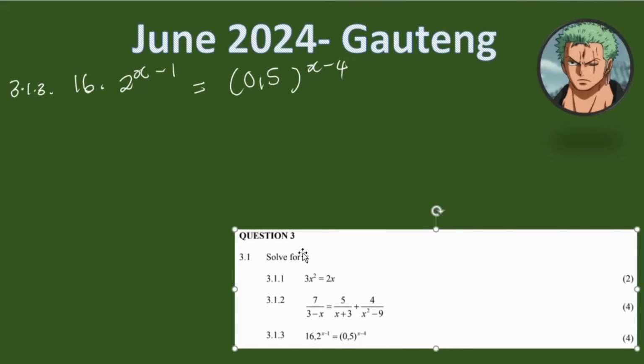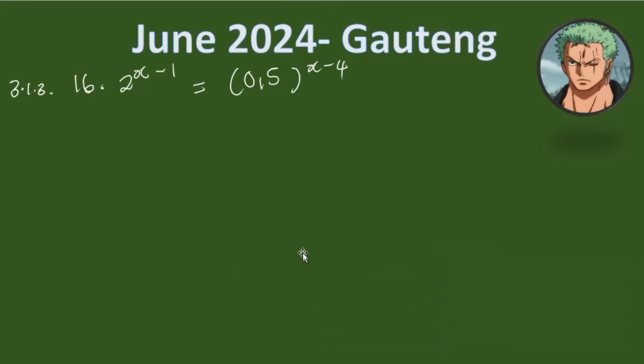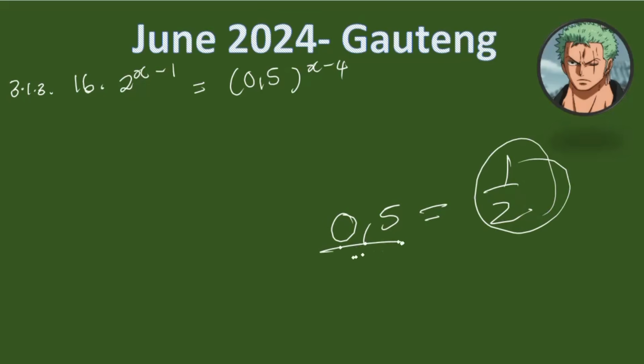Now let me eliminate this question. There we go. Now, what's the problem? You need to ask yourself that. The problem is this 0.5. It's not comfortable to work with 0.5 when we have exponents. So 0.5, I'm going to convert this. What is 0.5? 0.5 is a half. What is half? Half is this, right? So I'm going to rewrite this as a half, that is a fraction.